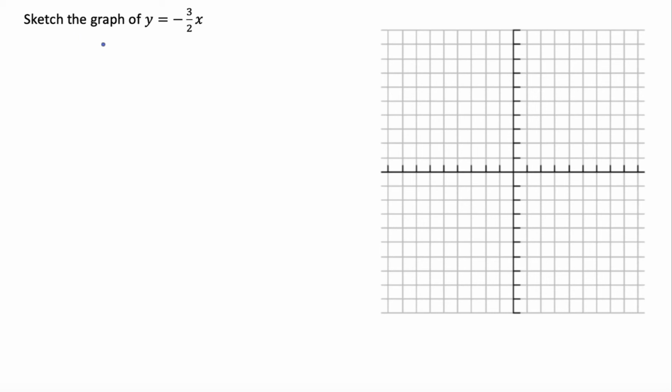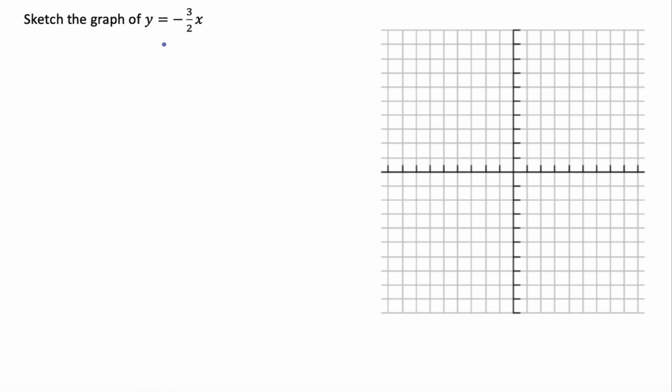Sketch the graph of y equals -3/2 times x. Okay, so in order to sketch the graph, we need some ordered pairs. Two can do it, right? I'd usually recommend three just to make sure that you haven't made any silly mistakes. Okay, but let's find some ordered pairs, right?